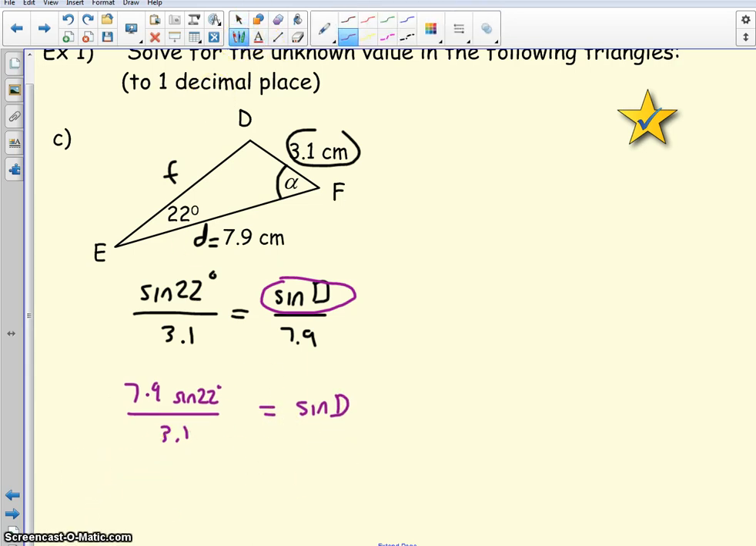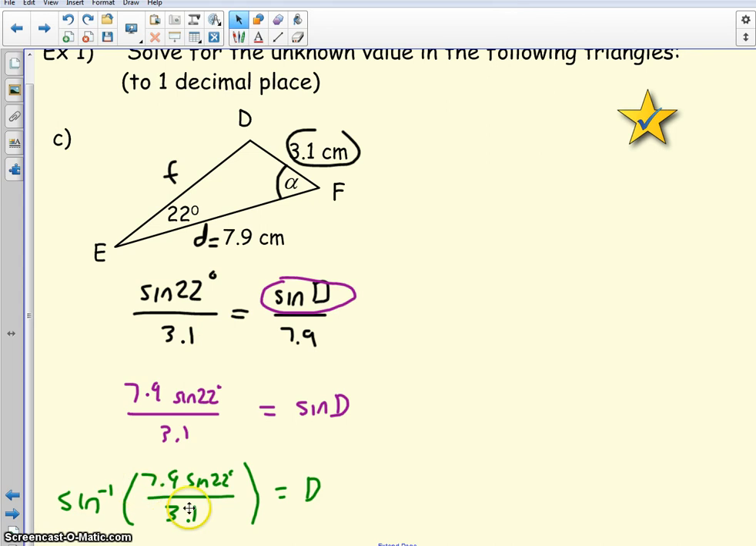So I'm going to take the sine inverse, switching to green here, the sine inverse of everything I had here, which was 7.9 sine 22 over 3.1, and that should give me angle D. So try running that through your calculator, and it should give you that angle D is going to be equal to about 72.7 degrees.